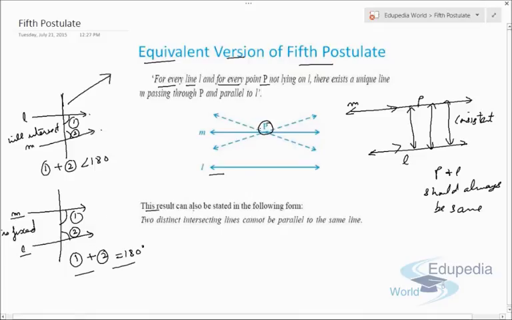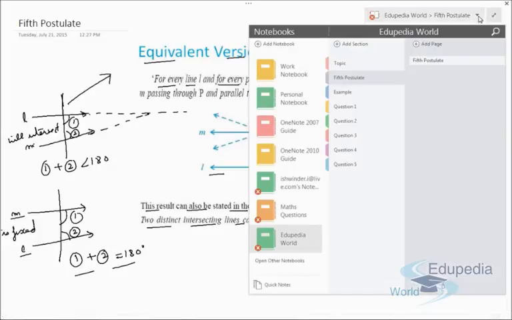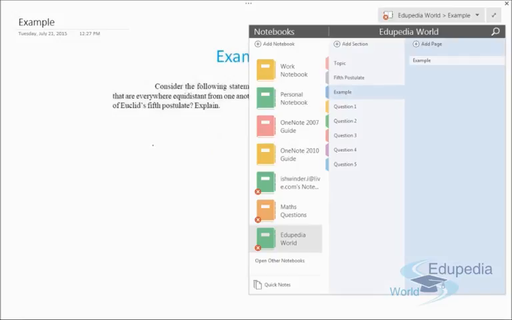So this is the equivalent version of the fifth postulate. This result can also be stated in the following form: two distinct intersecting lines cannot be parallel to the same line. It means that if two lines are intersecting, like these lines L and M, and we extend them, they will definitely intersect at a point. So these lines cannot be parallel. So this is the equivalent version of the fifth postulate. Let's move on further. We'll discuss one example related to this fifth postulate.